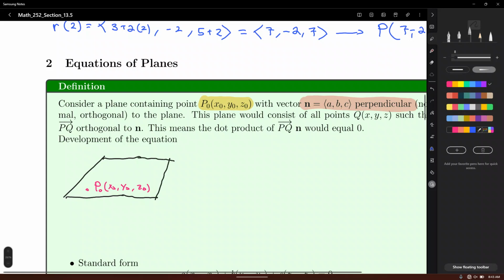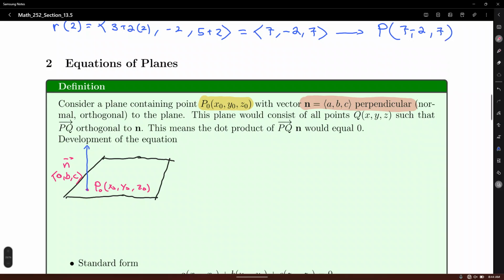And what else? So this point right here will also be the initial point of that vector that forms a 90-degree angle with the plane. That is, in other words, it's orthogonal or normal or perpendicular to the plane. And that's why they're using lowercase n to denote that the vector is normal to the plane. Okay, so this vector will contain the components A, B, and C.